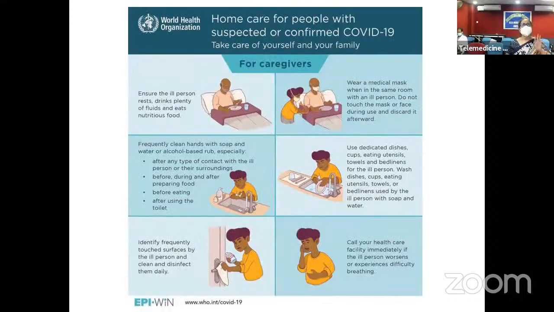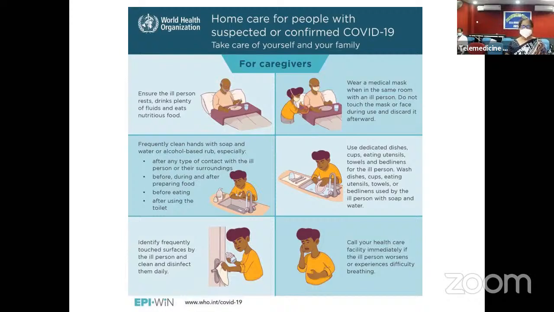To summarize, what a caregiver should do: ensure the ill person drinks plenty of fluids and eats nutritious food. Wear a medical mask when in the same room with an ill person. Do not touch the mask or face during use and discard it afterwards. Frequently clean hands with soap and water or alcohol-based rub, especially after any type of contact with the ill person or their surroundings, before, during and after preparing food, before eating, and after using the toilet.